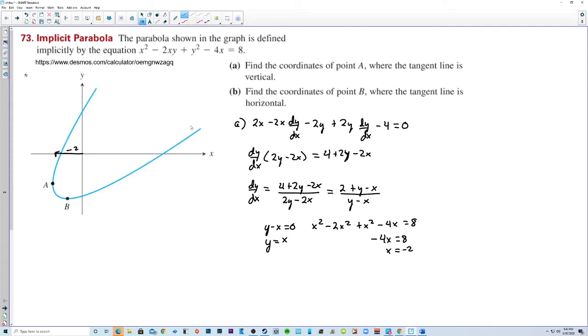Let's plug negative 2 back in for the x's in the original. And we get 4 plus 4y plus y squared plus 8 equals 8. We have y squared plus 4y plus 4 is equal to 0. Now that factors into y plus 2 squared is equal to 0. So the y is equal to negative 2 as well. So this point is negative 2, negative 2.